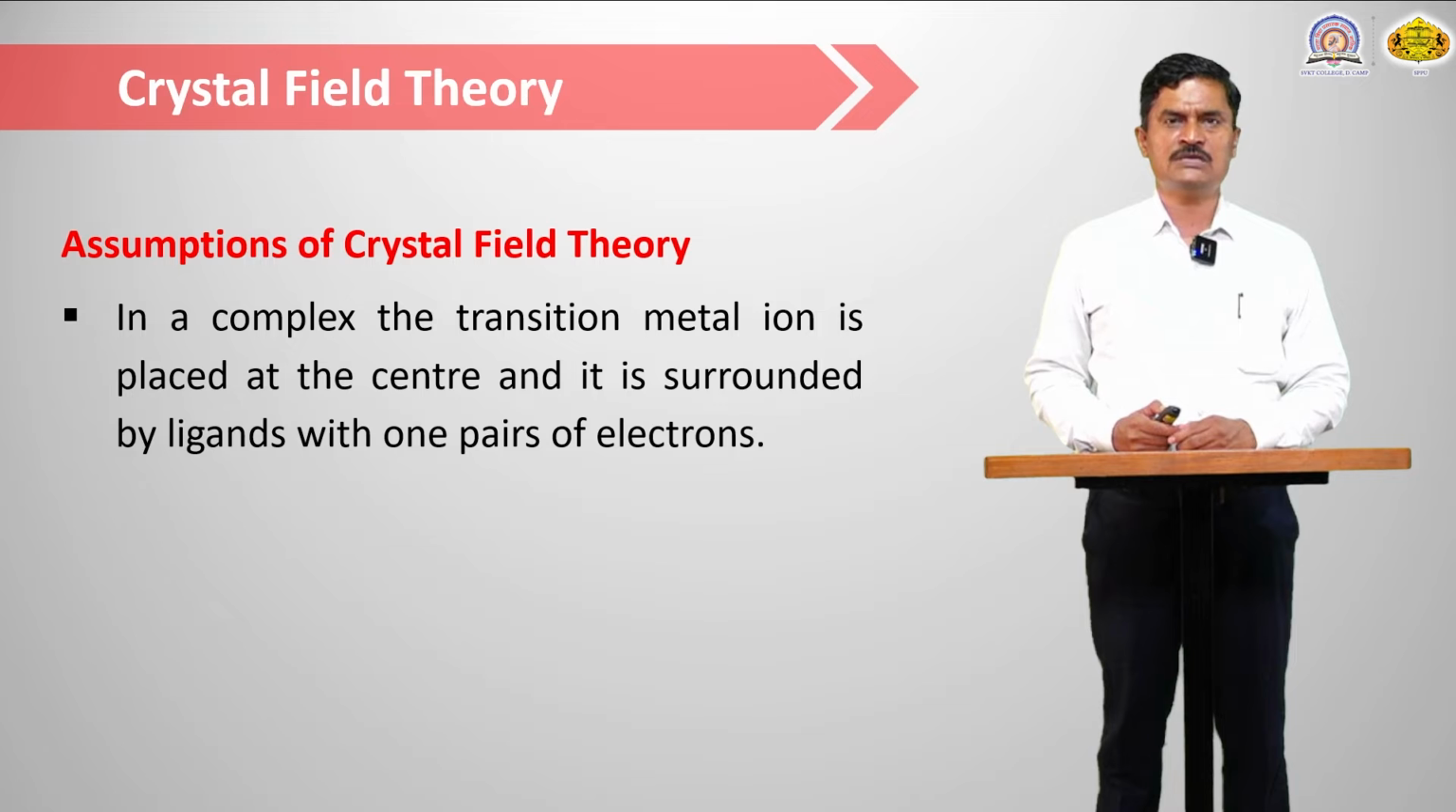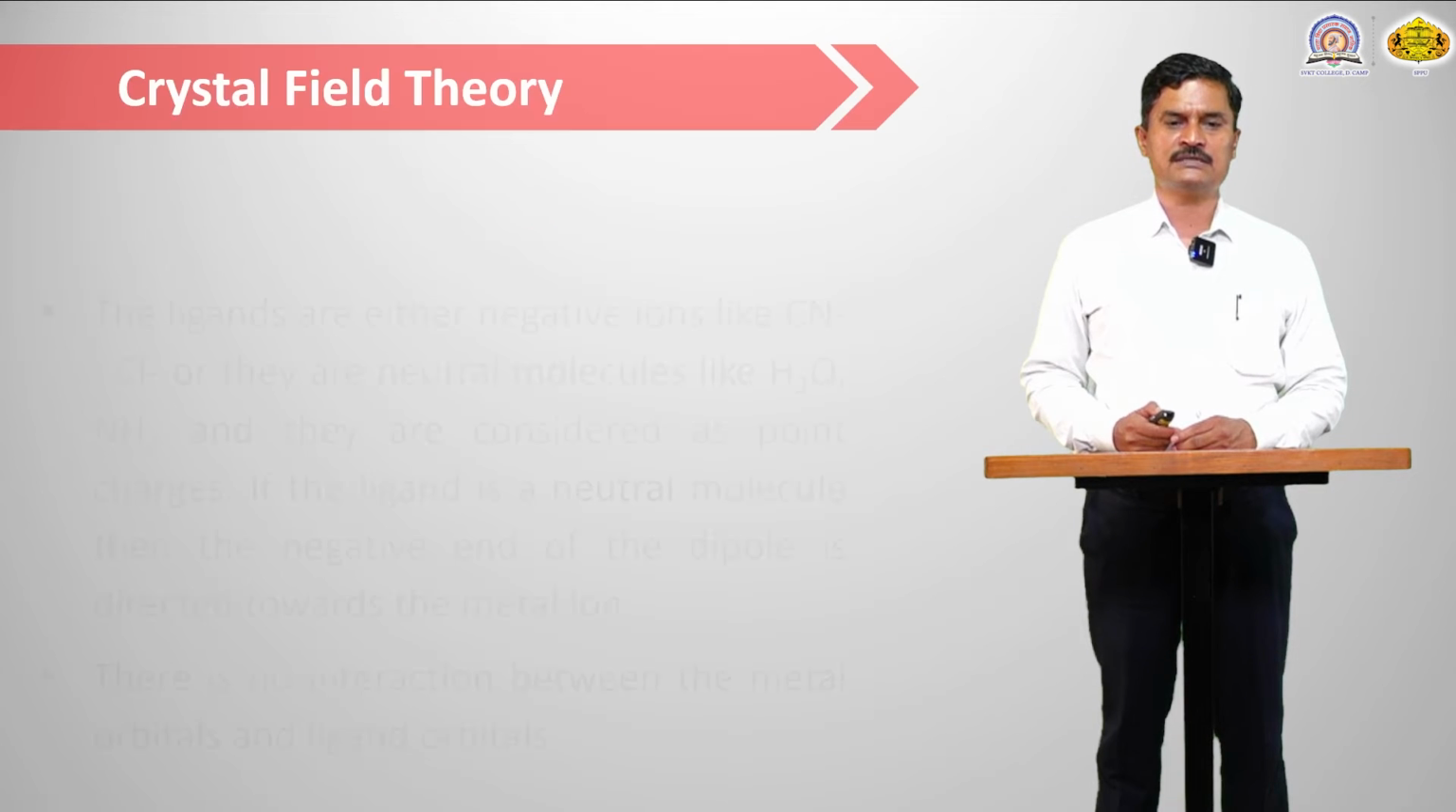In the assumptions of crystal field theory, the first assumption is that in a complex, the transition metal ion is placed at the center and surrounded by the ligands. That means the metal atom is always present at the center and is surrounded by electron donor atoms, which are known as ligands.